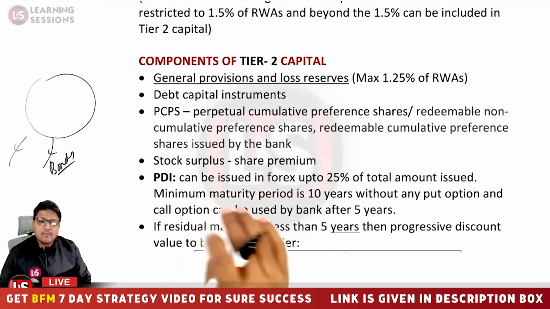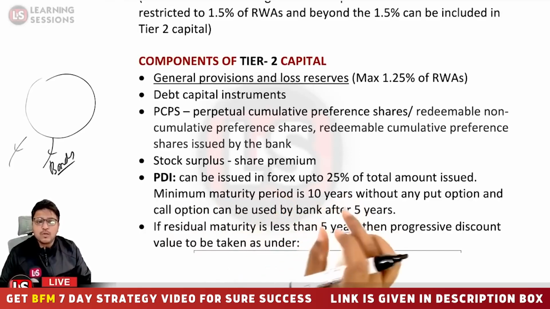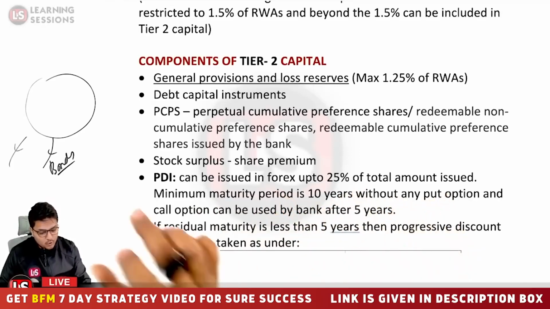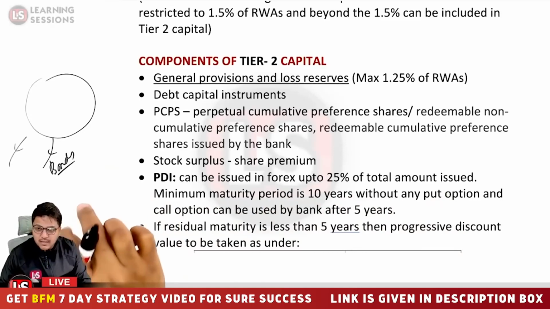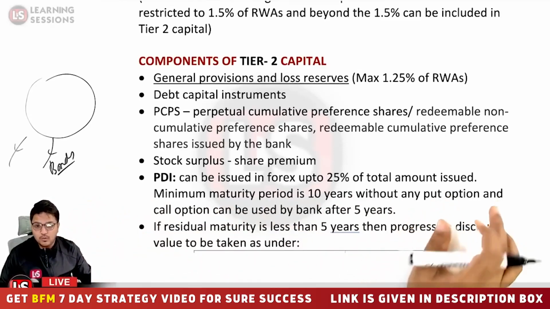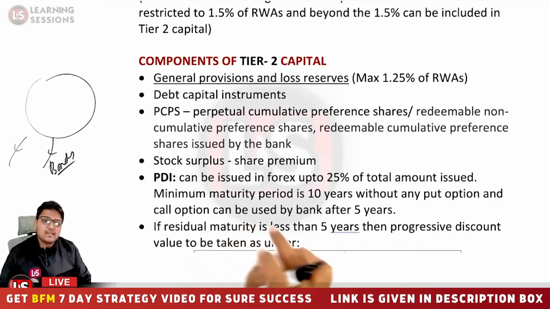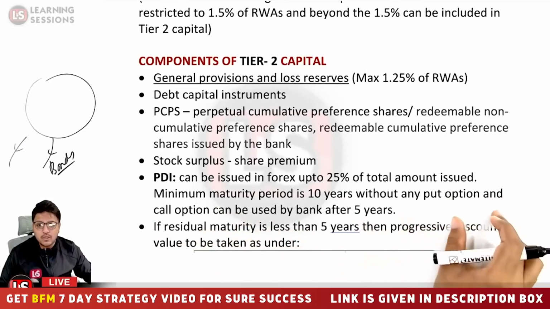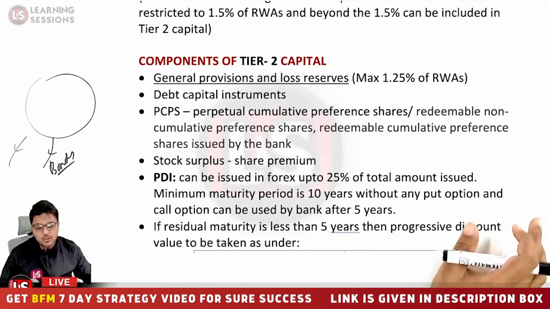Okay, so PDI can be issued in Forex up to 25% of the total amount issued. If the total PDIs issued amount to rupees 10 crore, in that case, PDIs can also be issued in Forex to the value of 2.5 crore. Okay. And the minimum maturity period is 10 years without any put option. Okay. Without any put option.